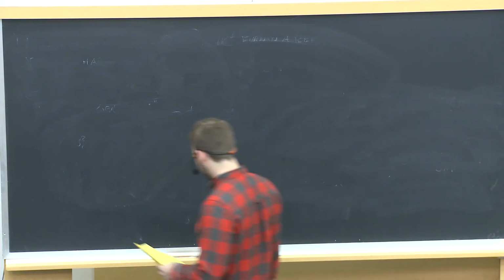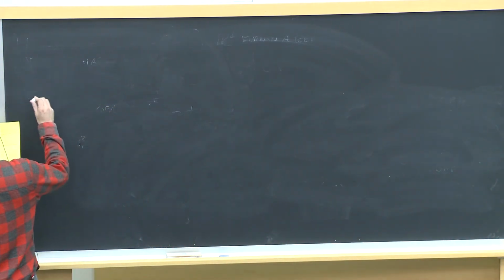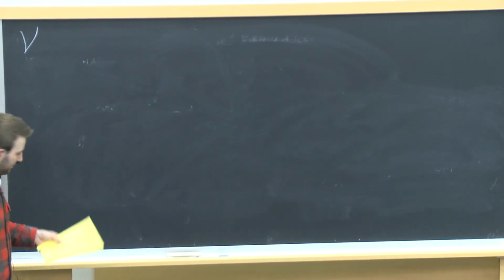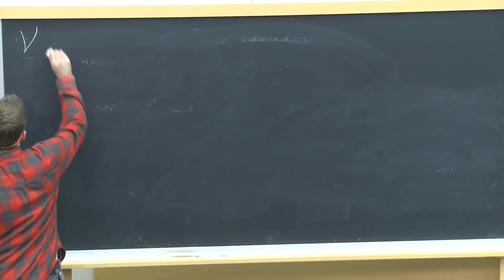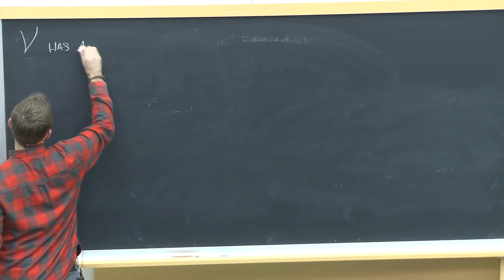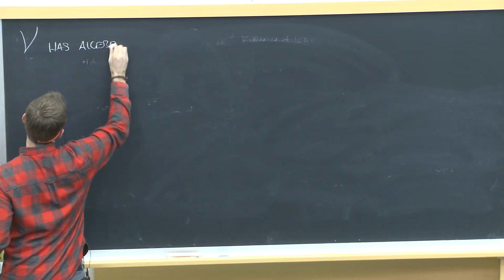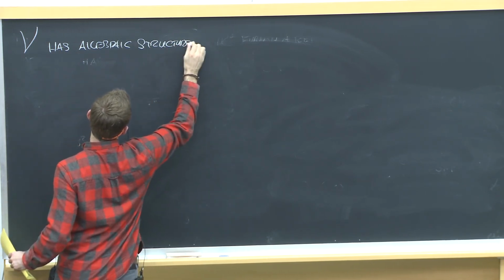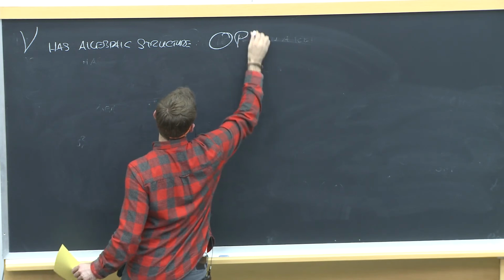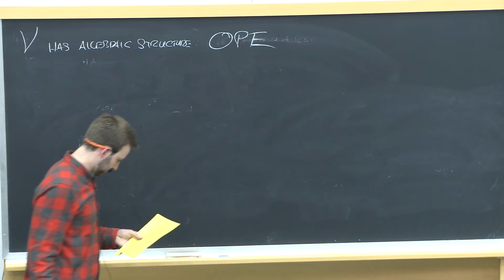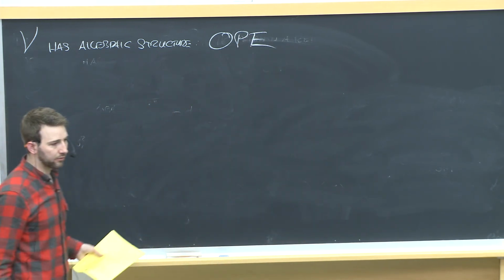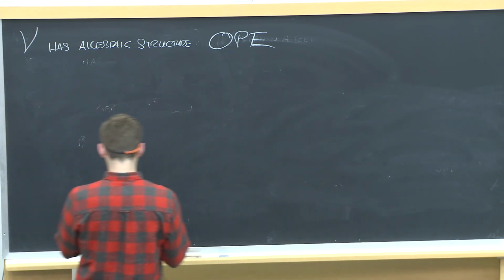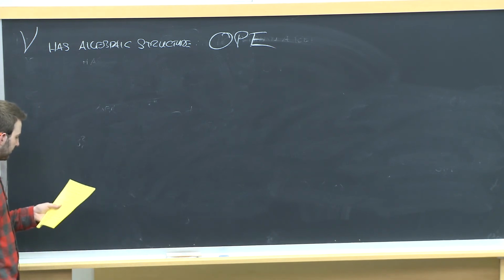is that this space of local operators has even more structure. So V, which turns out to be a Hilbert space, has an algebraic structure in the form of the operator product expansion. And this just comes automatically from the operator state correspondence that we had before and the various good properties of Hilbert spaces.